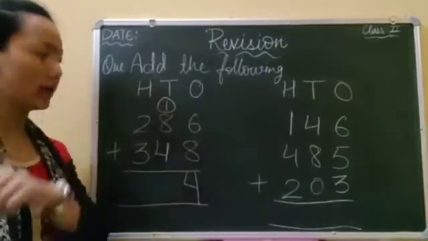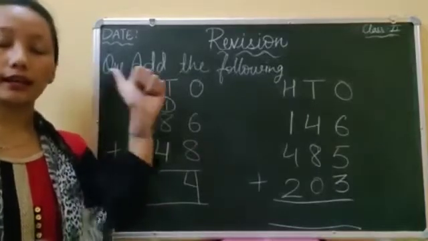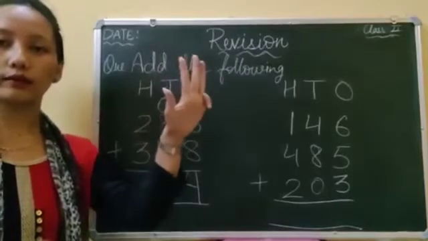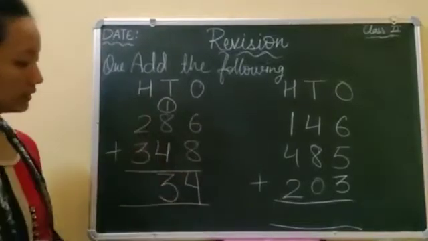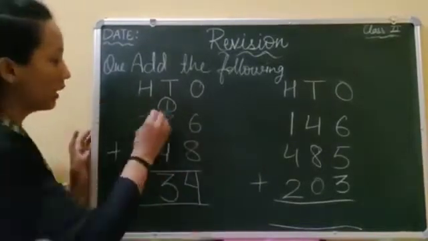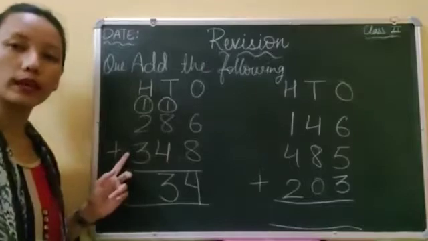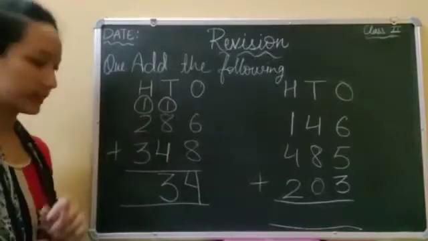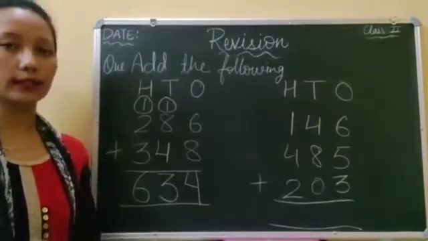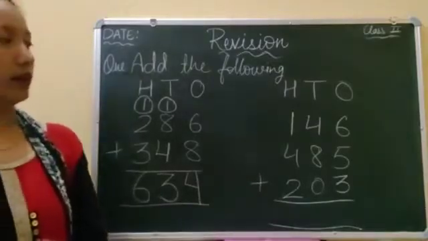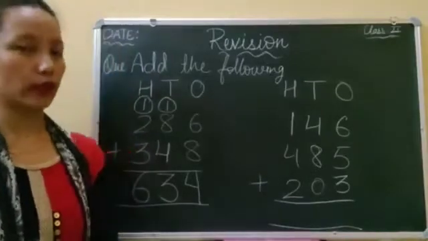Okay, now let's add the tens column. 8 plus 4 plus 1. Now keep 8 in your head and count to 4: 8, 9, 10, 11, 12. 12 plus 1, 13. So write 3 under tens place and carry 1 hundred to the hundreds column. Now let's add 2 plus 3, 5. 5 plus 1, 6. That means 634 is the answer. Right?